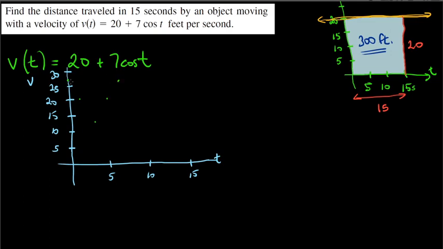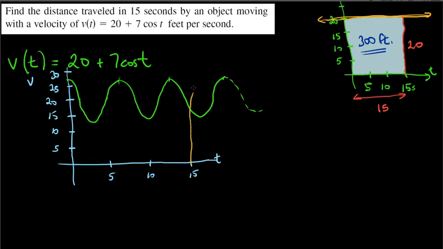Yep. So the graph looks like this. And then it just repeats itself. So right around here, right, and then right around here. All right, and of course it keeps going, but after all, we're only going from 0 to 15, right?